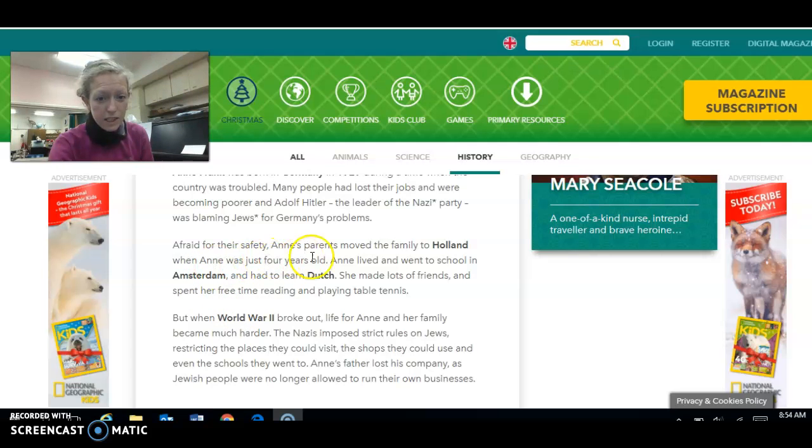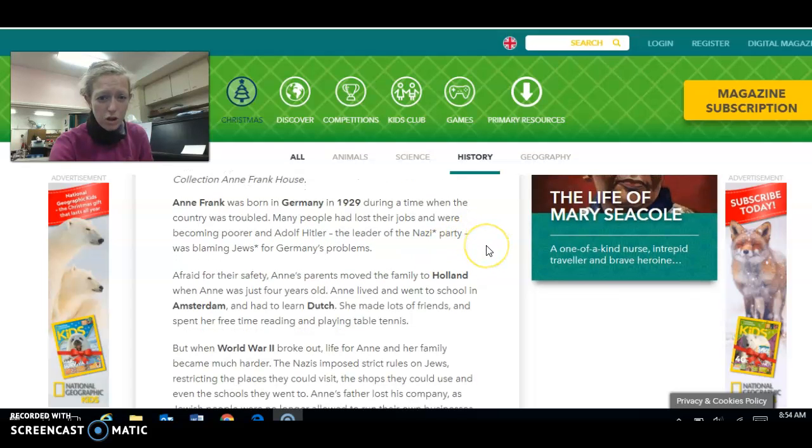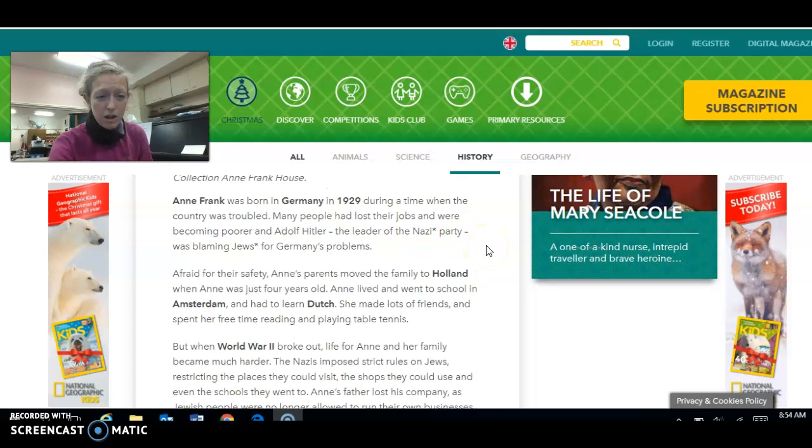Afraid for their safety, Anne's parents moved the family to Holland when Anne was just 4 years old. So we could say just that because they were scared, but I would include what were they scared of? Many people had lost their jobs and were becoming poorer and poorer, and Adolf Hitler, the leader of the Nazi Party, was blaming Jews for Germany's problems. So maybe you could say a combination of Adolf Hitler was gaining power in Germany, or you could say they were afraid for their safety.